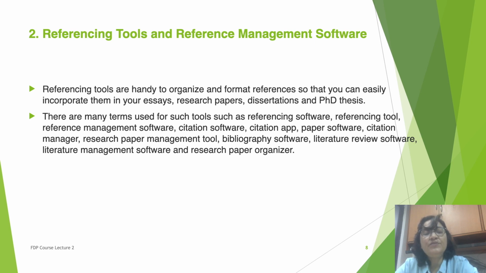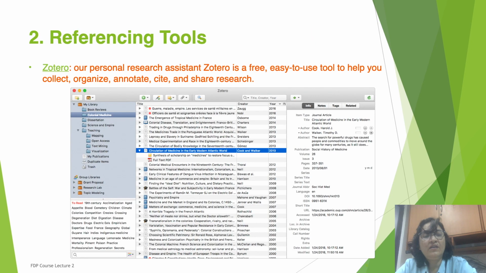So referencing tools are handy to organize and format references so that you can easily incorporate them in your essays or your research papers, reviews, dissertation, or thesis. There are many terms used, such as referencing software, referencing tool, reference management software, citation app, paper software, manager, research paper manager tool, bibliography software. These words are actually synonyms for referencing software, so anyone you can use.